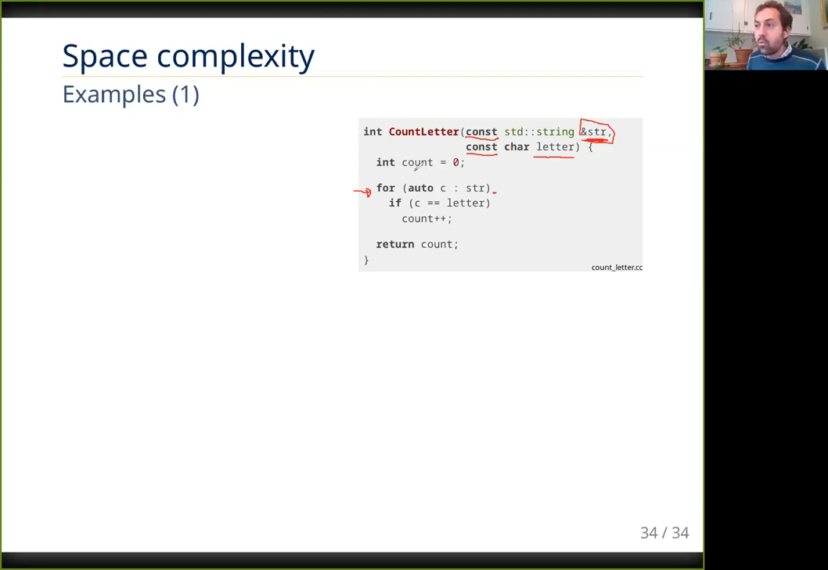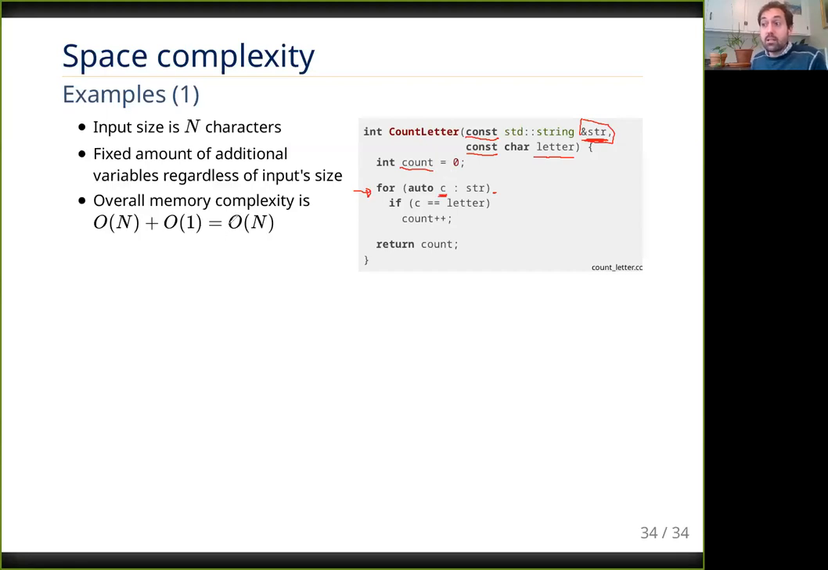And inside, we're only declaring 2 variables. We're declaring a count, that's a single variable, and we're declaring a c to go through the string, that's also a single variable. So that's completely constant. So overall, we would say that the memory complexity for this entire function is just O of n, because we have the input size being O of n, and the auxiliary space that is created by the algorithm is always constant. It doesn't depend on the input size. So overall, that's what we have.